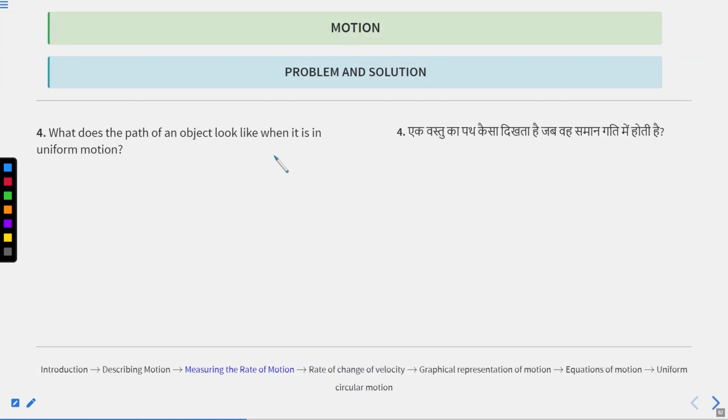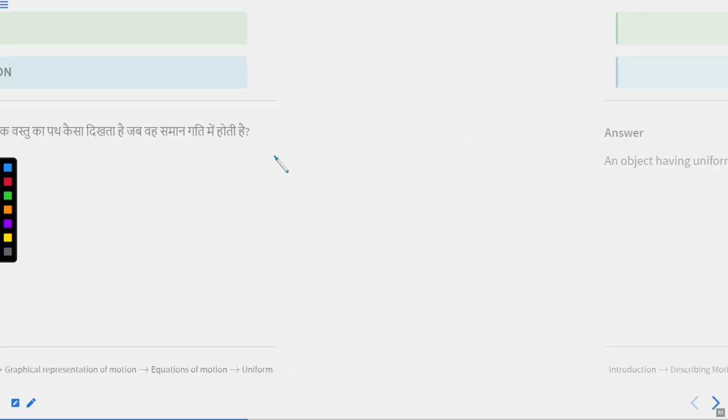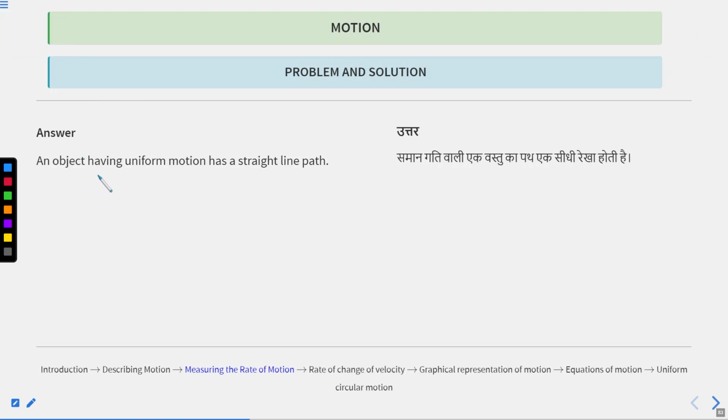Question number 4. What does the path of an object look like when it is in uniform motion? What will be the correct answer according to you? The object having uniform motion has a straight line path. Okay? Direction is not changing, the path is a straight line.